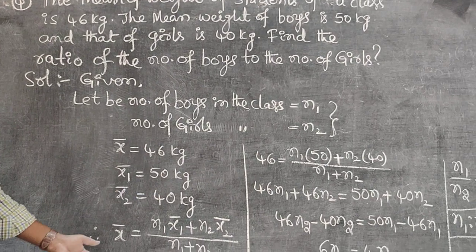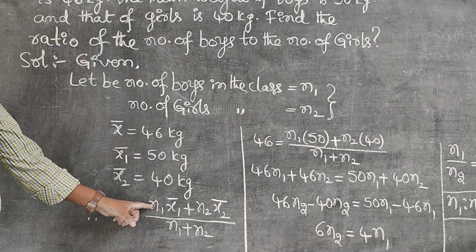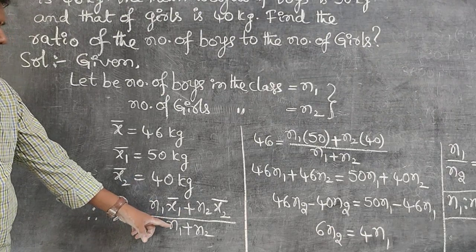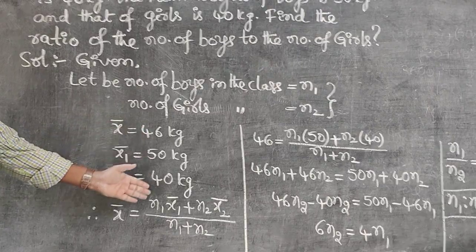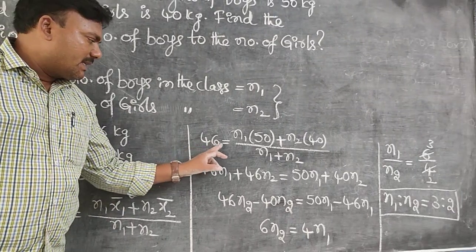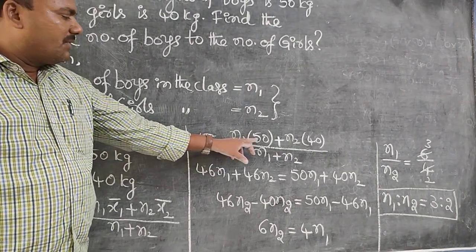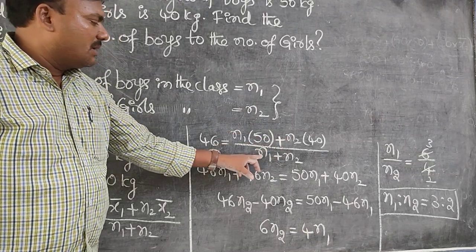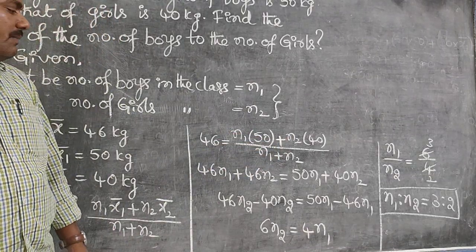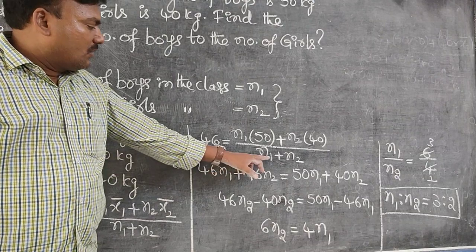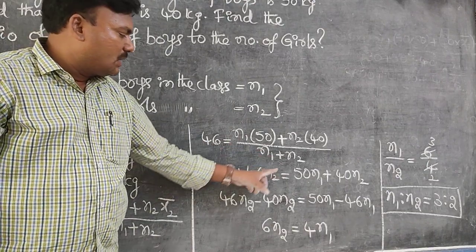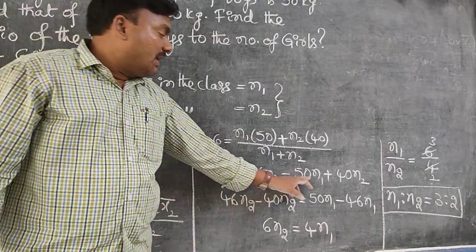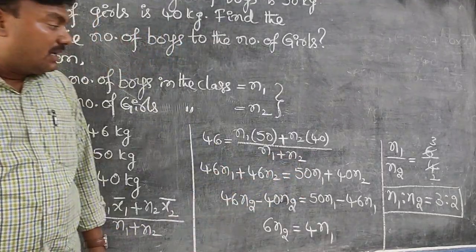We know that the combined mean x bar equal to n1 x1 bar plus n2 x2 bar by n1 plus n2. Substitute these values in the formula. 46 equal to n1 of 50 plus n2 of 40 by n1 plus n2. Go for cross multiplication. 46 n1 plus 46 n2 equal to 50 n1 plus 40 n2.